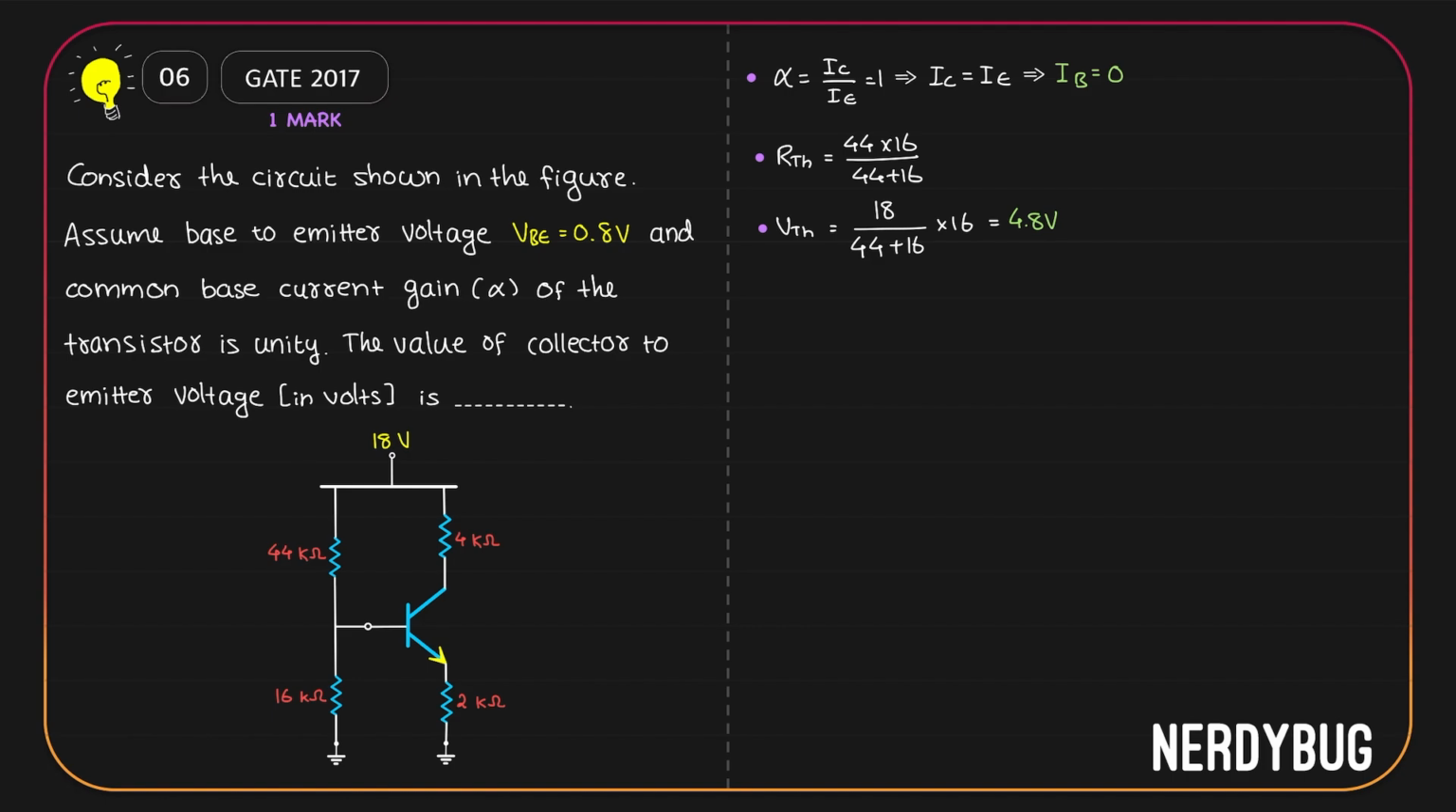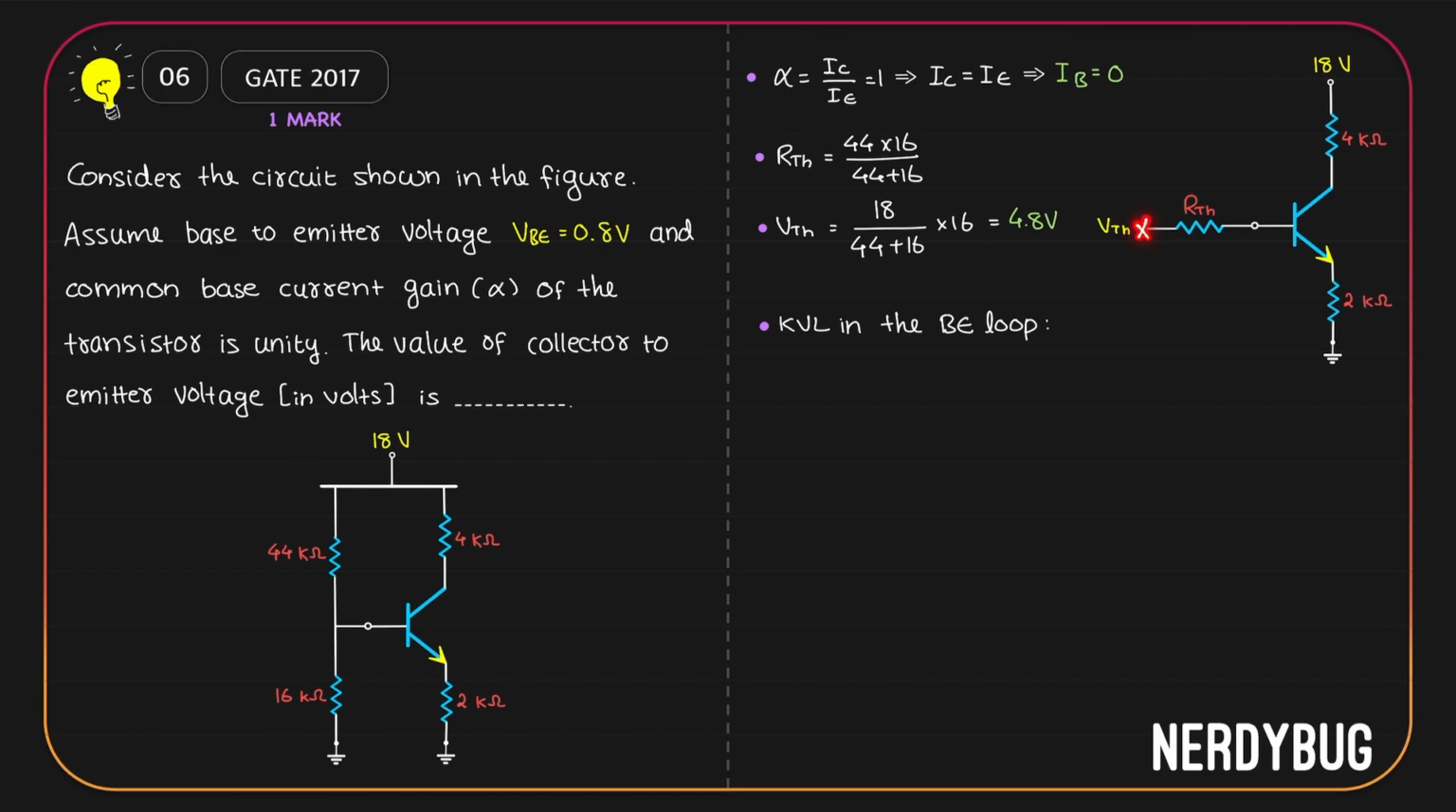Let us redraw the circuit like this. The voltage divider is replaced with its Thevenin equivalent. This will make the analysis easier. Let us start by applying Kirchhoff's voltage law in the base emitter loop. I'll start from this point and go clockwise.